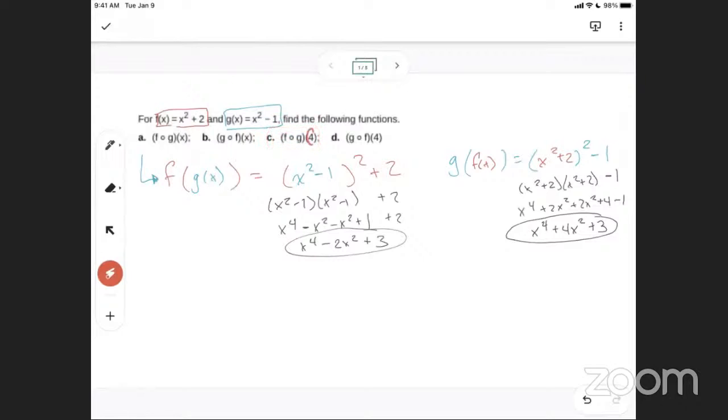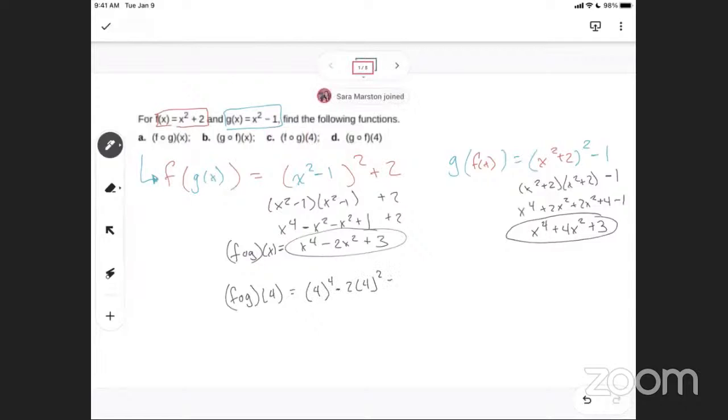Now, to find these things, since you already went through all the work, you know what you can just do with this 4? Remember, this is your f of g of x. So what's f of g of 4? Oh, you could just plug 4 in for x? Yeah, you just plug 4 in because you already did all the work, right? Why do more work if you don't need to? And same with this one.